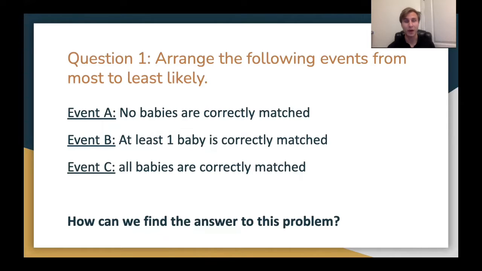Okay, so the question that we are going to have overlying this entire lesson is specifically the one above. It is arranging the following events from most to least likely. Event A, no babies are correctly matched. So this means that none of the four mothers get their correct baby when it's returned to them. Event B is at least one baby is correctly matched to the right mother. So this could mean all the babies are correctly returned, or even just one. As long as one baby is correctly returned to the mother, that is considered event B. And then event C looks at the probability that all babies are correctly matched. So this means that all four mothers get the correct baby back from the doctors.